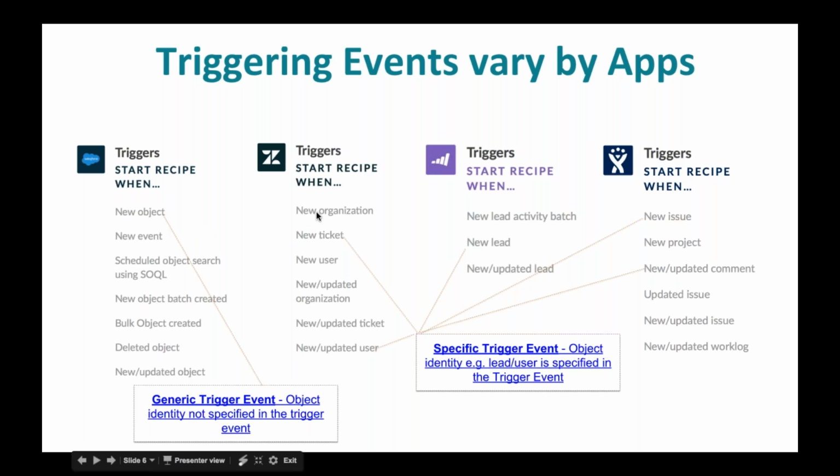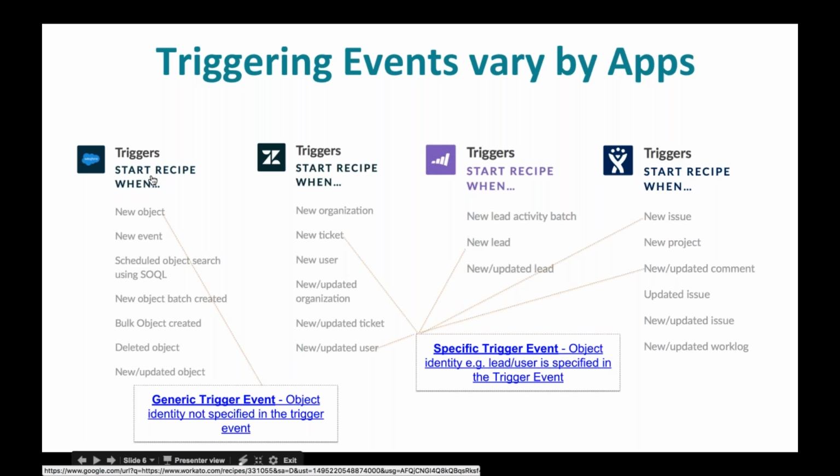The simplest one is when you're looking at Zendesk, you can say, I want to watch for a new organization. Whenever that comes, wake me up, or new ticket, new user, etc. Same thing with other applications. In Jira, you can look at new issues, new project, and so on. So it's a specific trigger event, which is there as part of the trigger. It's a new organization, for example, or a new issue.